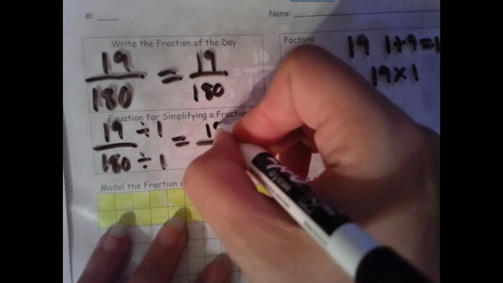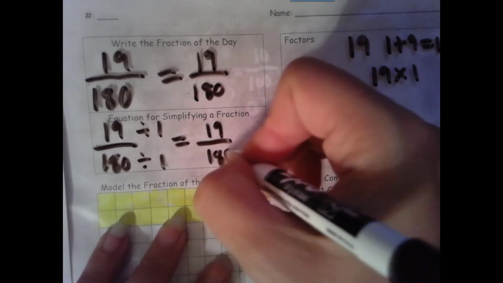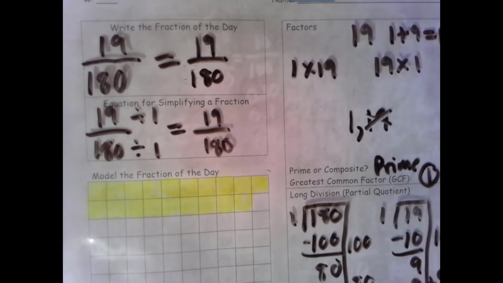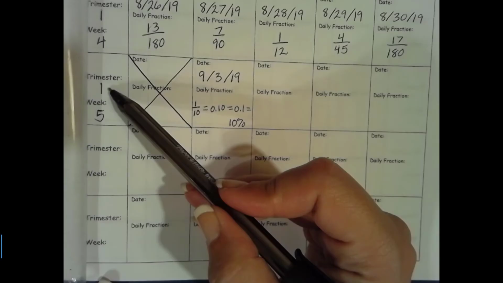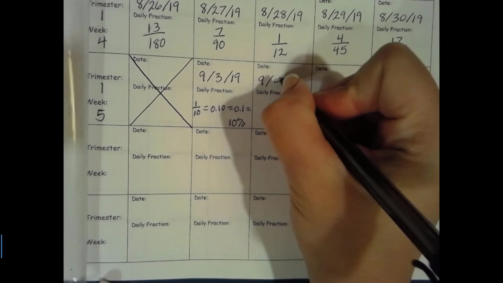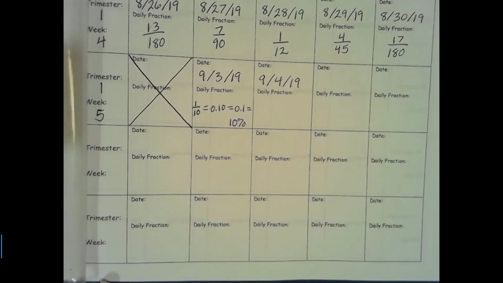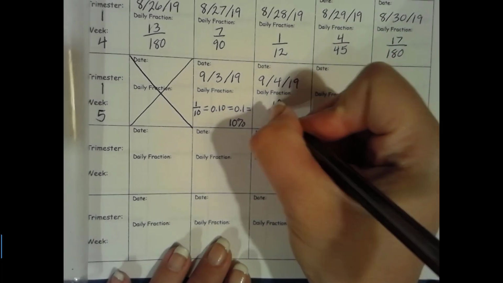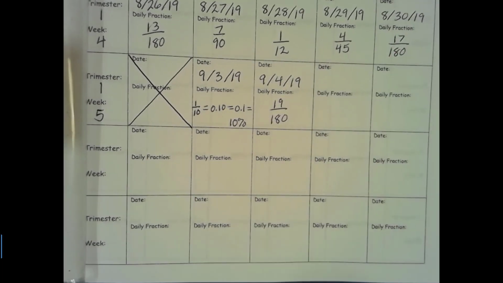And now I write down what I proved. So 19 out of 180 is the simplest form. Let's go ahead and fill in our data collection page. Okay, trimester 1, week 5. Today is 9/4/19. And our fraction for today is 19/180th, because 19 is a prime number. It is not a factor of 180, so our greatest common factor was 1.